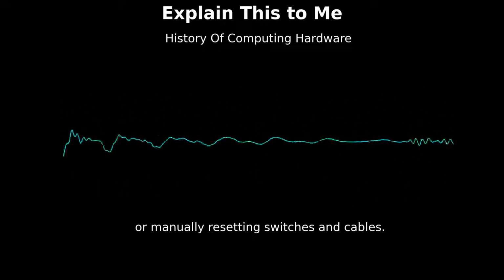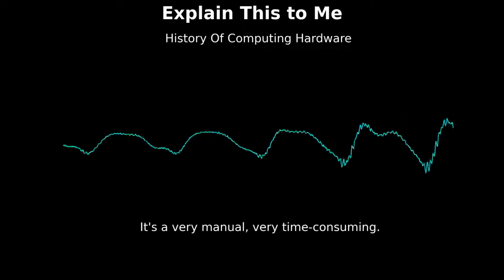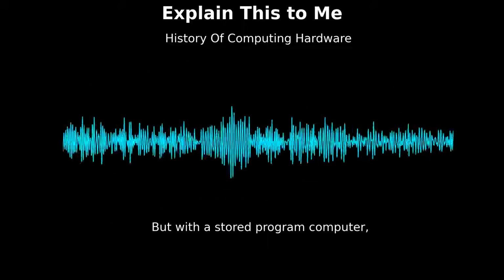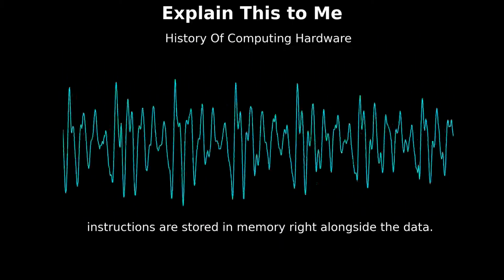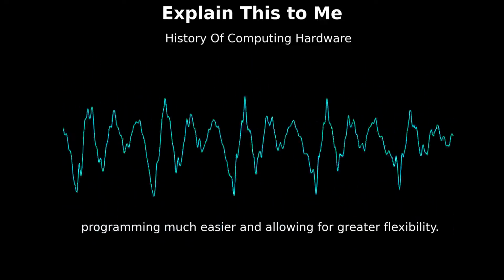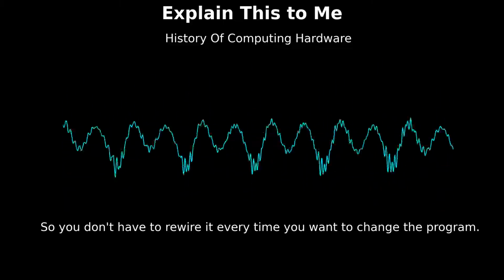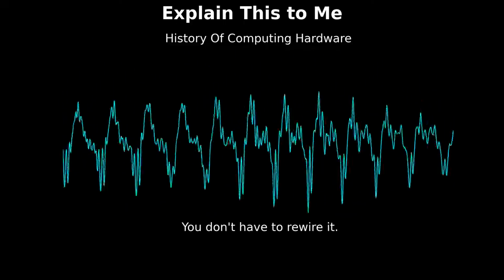But with a stored program computer, instructions are stored in memory right alongside the data, making programming much easier and allowing for greater flexibility. So you don't have to rewire it every time you want to change the program. You don't have to rewire it. That's a huge advantage. It was a fundamental shift that made computers far more versatile and powerful.